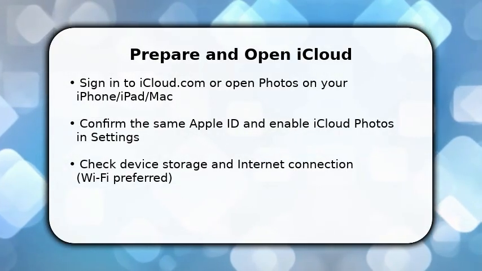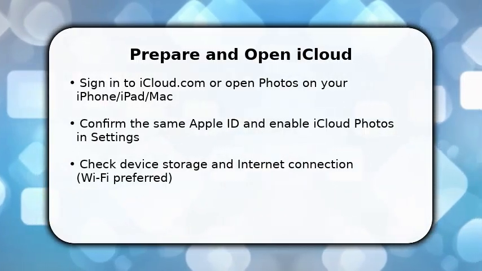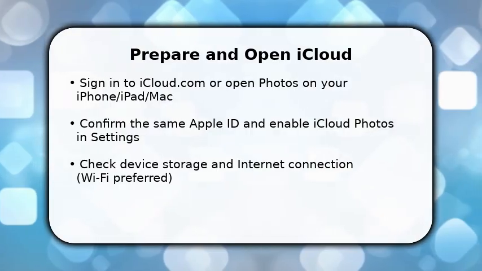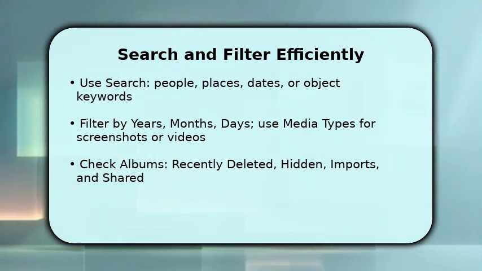Once logged in, go straight to Photos. Don't waste time in general menus, because the albums and search tools are where you'll find long hidden items. Now you dig. Use the Photos search bar with names, locations, or object keywords. It indexes faces and scenes so you can pull up images fast.